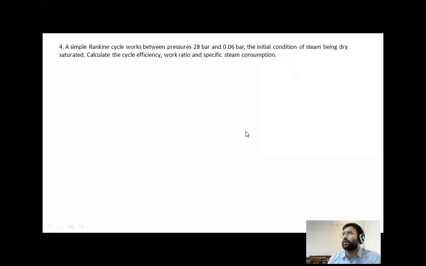So this was a numerical: a simple Rankine cycle between the pressures 28 bar and 0.06 bar. The initial condition of steam is dry saturated. Calculate the cycle efficiency, work ratio, and specific steam consumption. Okay, so pay attention.